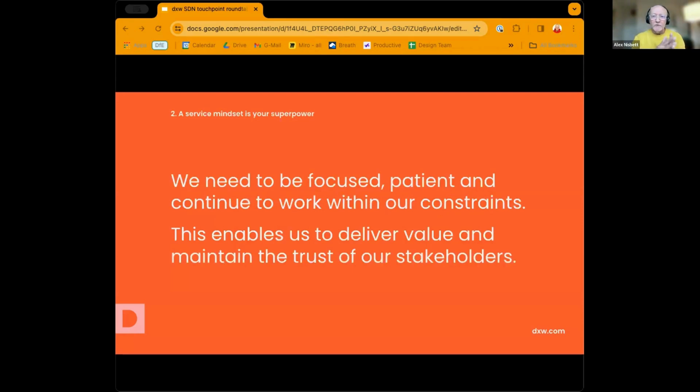And this is where service designers can be influential in developing those better outcomes for users, which we're so famous for. But we do need to be focused, patient, and continue to work within our constraints. This enables us to continue to deliver value and maintain the trust of our dear stakeholders.